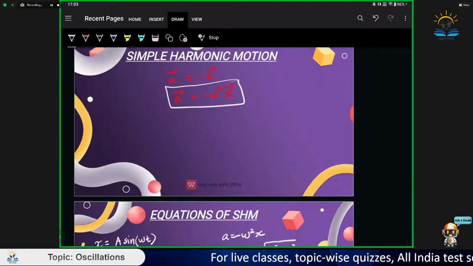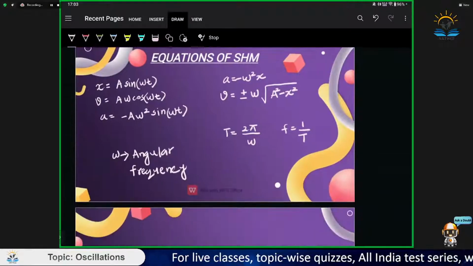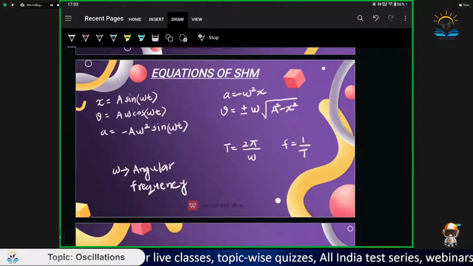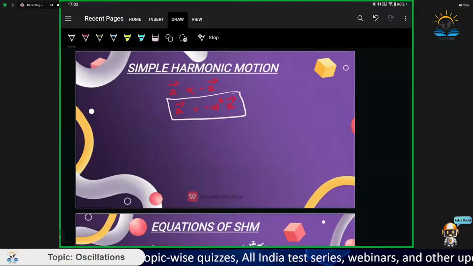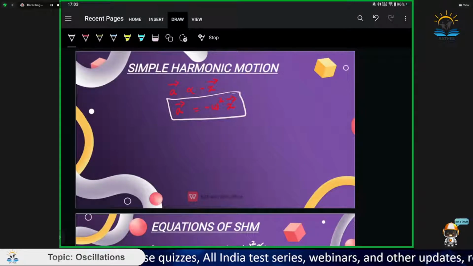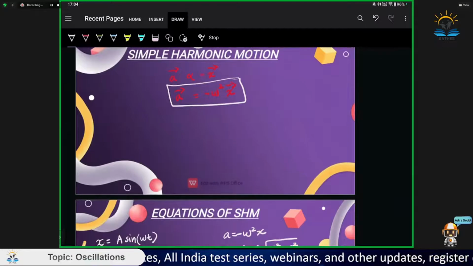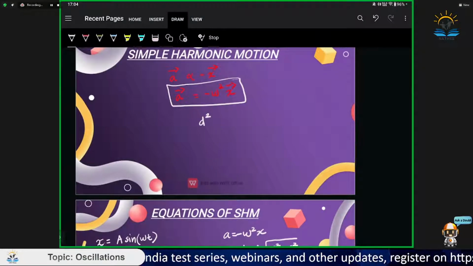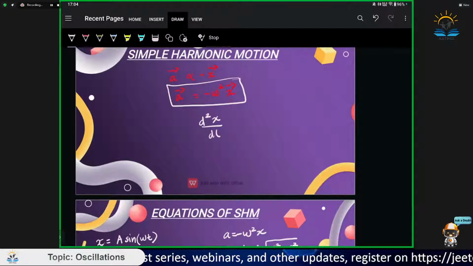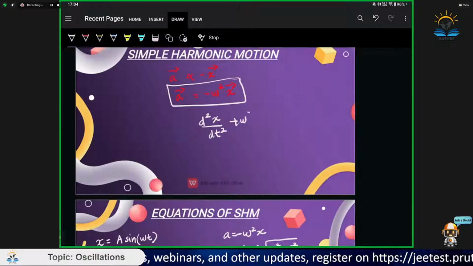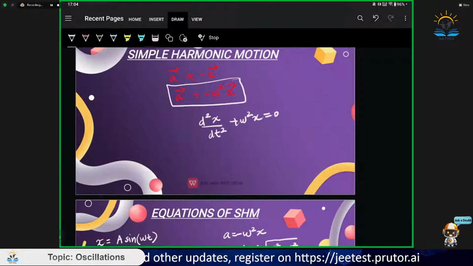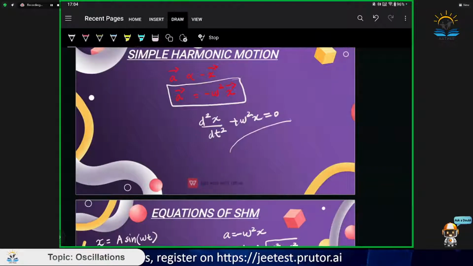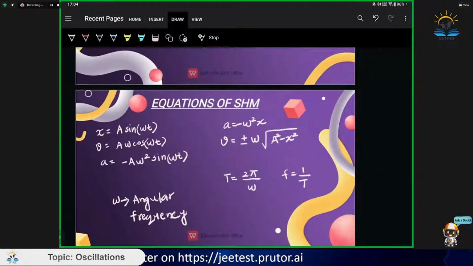Next, let's see what the equations of SHM are. How do we get the equations of SHM? The condition is a equal to minus omega square x. We can write a as d square x by dt square plus omega square x equal to 0. It is a second degree differential equation. If we solve this, we will get the equations of SHM.